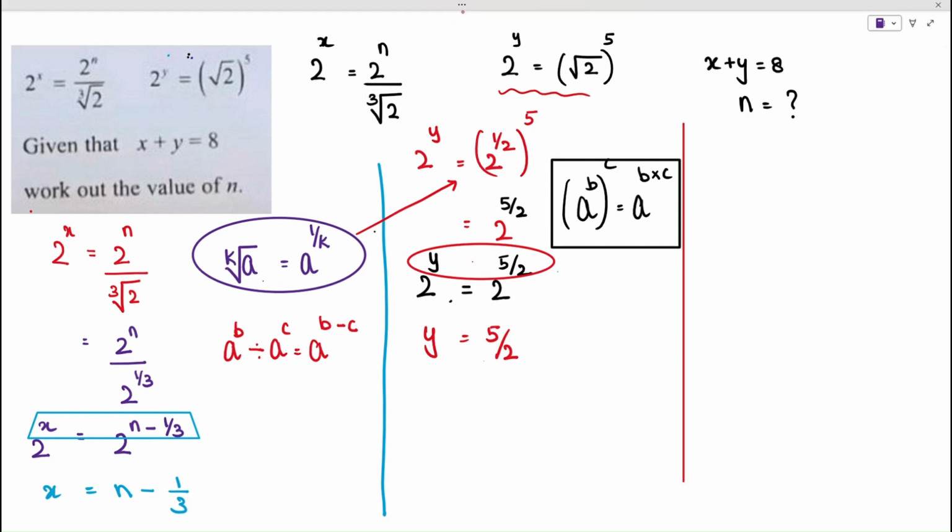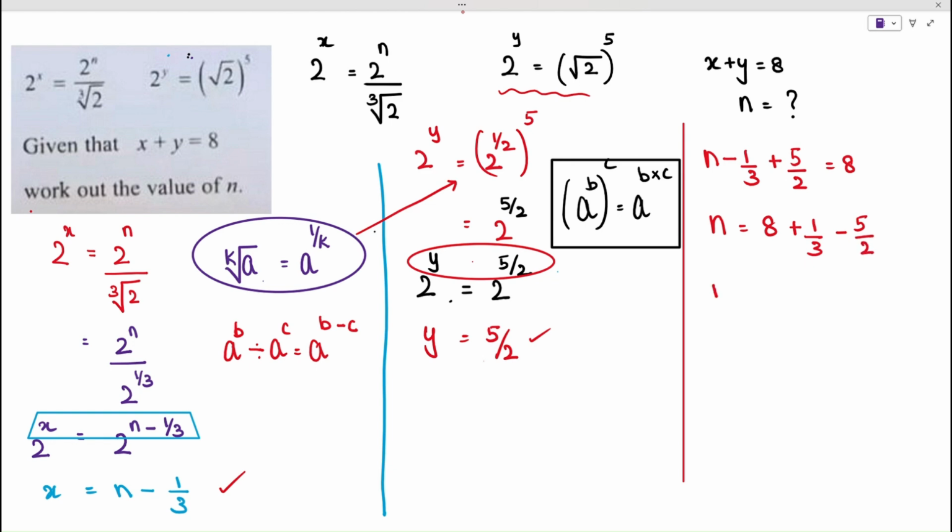Now we're going to use the part that they're given in the question, given that x plus y equals 8, work out the value of n. So we're going to take our values of x and y that we've calculated, and substitute that into the equation to find n. So we're left with n minus 1 over 3 plus 5 over 2 is equal to 8. Now we're going to rearrange our equation to isolate n. So we're left with n is equal to 8 plus 1 over 3 minus 5 over 2.